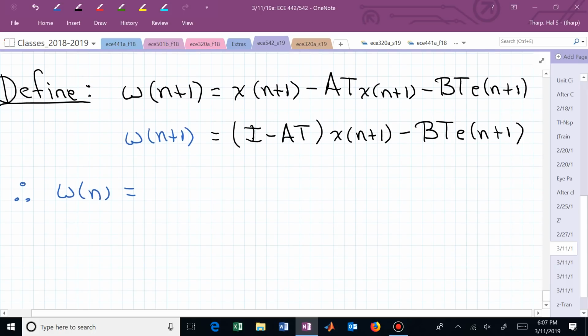Now that I've corrected the right-hand side, if the top line is w at n plus 1, what's w at time n? It has exactly the same relationship, it's just one time step before. Meaning now w of n is I minus AT x of n minus BT e of n.